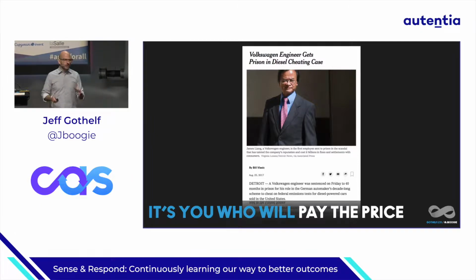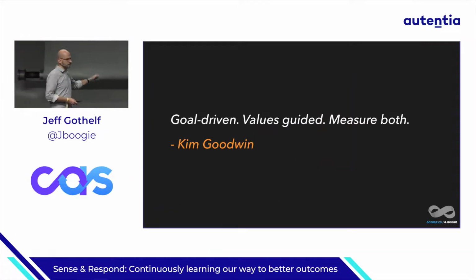Now, I love this quote. I'm a big, big fan of Kim Goodwin. She's a designer and a product leader. And when she talks about bringing ethics into the conversation, into the way that we work, into our continuous improvement processes, she talks about being goal-driven, but values-guided, and to measure both. Goal-driven, those are the outcomes. Those are the behavior changes that we want to achieve. Values are the things that we are not willing to compromise to achieve the goal.